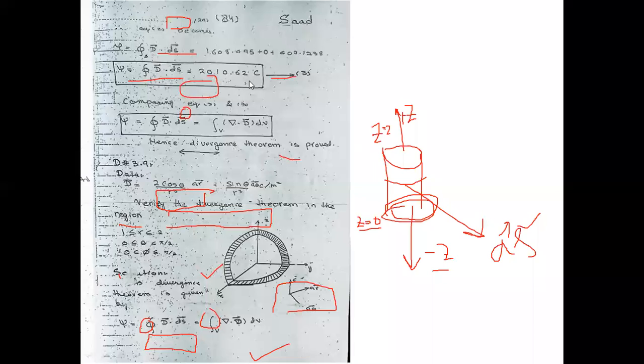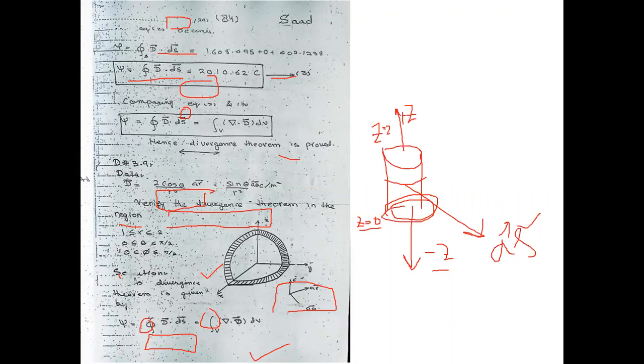Now by adding all the three psi, we will get 2010.62, means 1608.0 plus 0 plus 402 point this. After adding these three, we will get this, which is equal to the previous result of this del dot D. So hence the divergence theorem is proved.